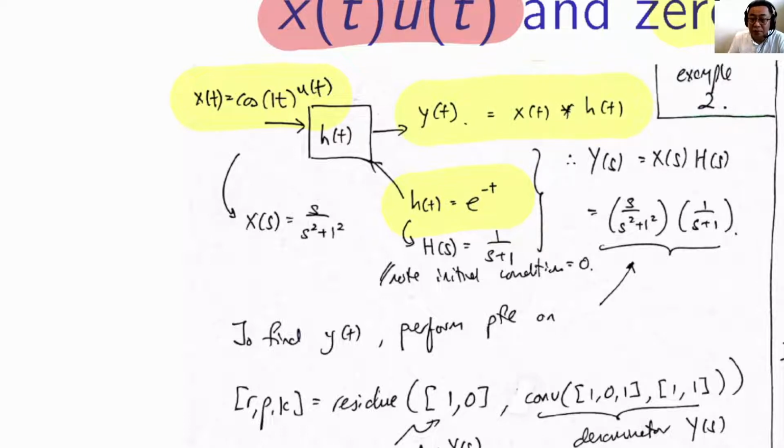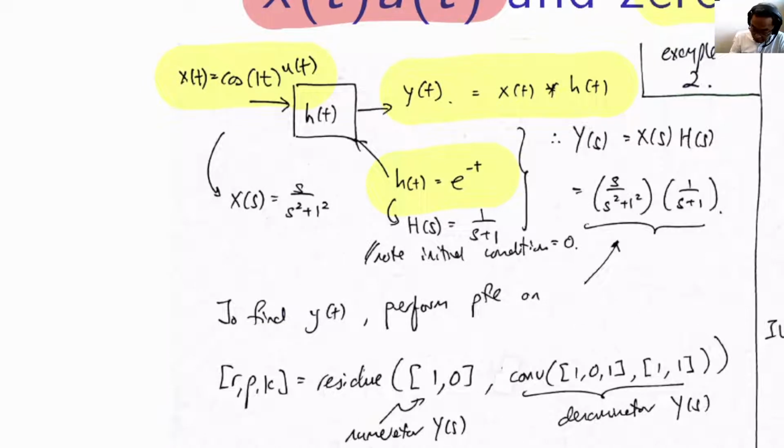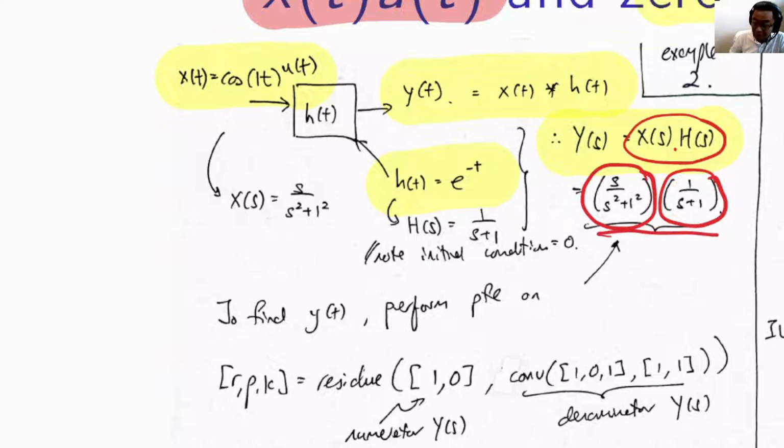The y of t is equal to x of t convolved with h of t in the time domain. And now we want to analyze this equation in the Laplace domain to get the output. This is the Laplace transform of the cosine 1t multiplied by u of t. This is the Laplace transform of e to the minus t. Convolution becomes multiplication, so we are finding the product of these two rational functions multiplied with each other.